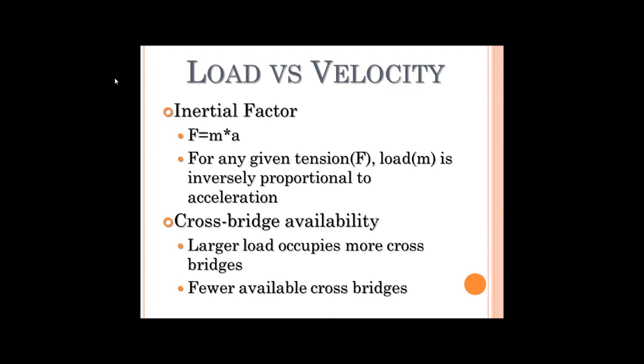Now, the second factor that's encountered is the cross-bridge availability. Now, with the heavier load, a greater number of cross bridges are actually already active in order to maintain that target load. Now, this leaves fewer unused cross bridges to provide the additional active tension. Hence, going back to the topic, active tension is generated by the number of available cross bridges.